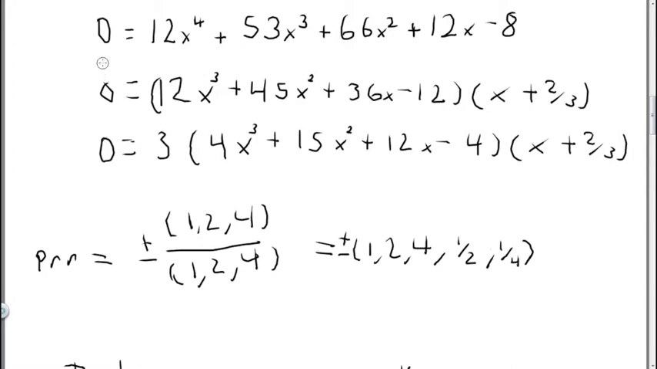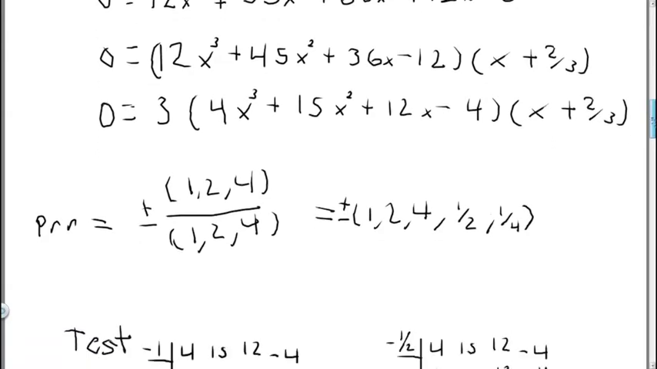So now that you have the first factor, make h of x equal 0, so 0 equals 12x to the 4th plus 53x cubed plus 66x squared plus 12x minus 8. Then you just apply your factors in. So along with that remainder of 0, you get a quotient of 12x cubed plus 45x squared plus 36x minus 12 times the factor of x plus 2/3. I noticed that I could actually factor out a 3 from that whole thing, make my life easier, and so I did. That left me with 4x cubed plus 15x squared plus 12x minus 4 times x plus 2/3.